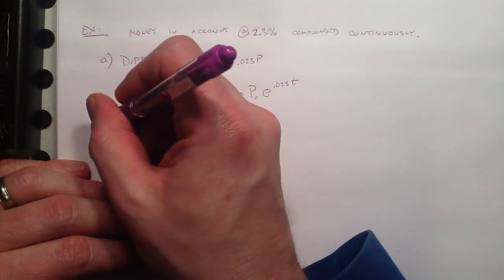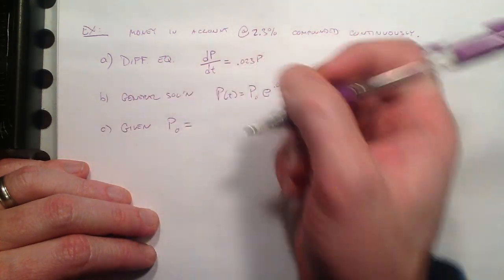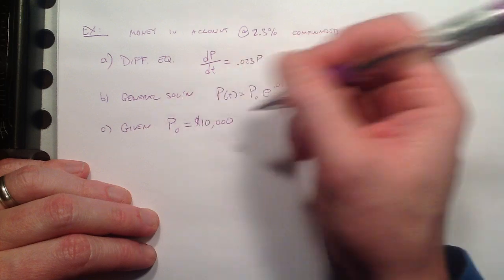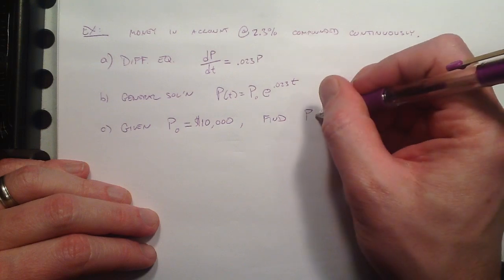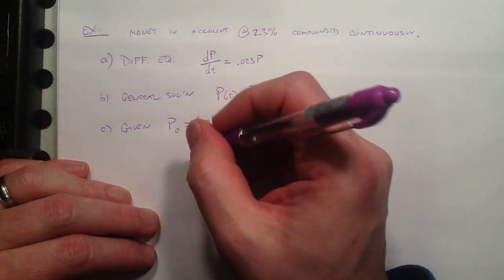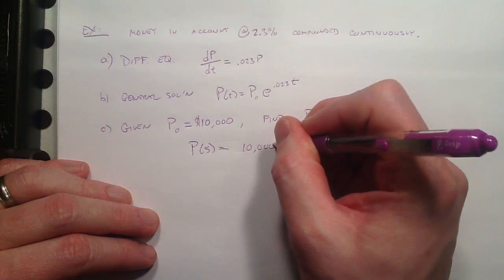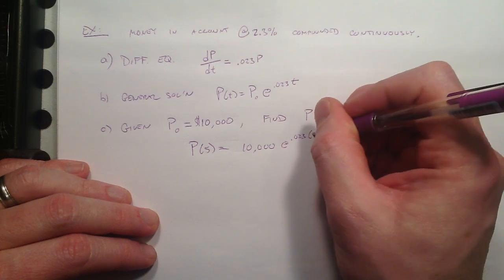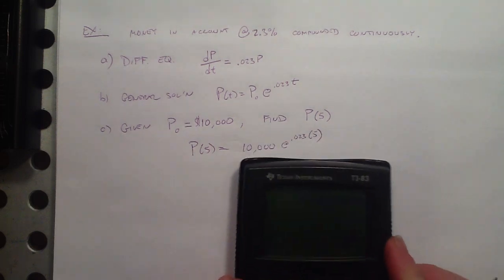All right, so part C, given that the initial amount is equal to, let's see, how much money should we put in there? How about $10,000? Find the amount of money after, how about 5 years? So that would be, P of 5 would be equal to, if the initial amount is 10,000, I get 10,000 times e to the 0.023 times 5. And let's quickly pop that out of the calculator.